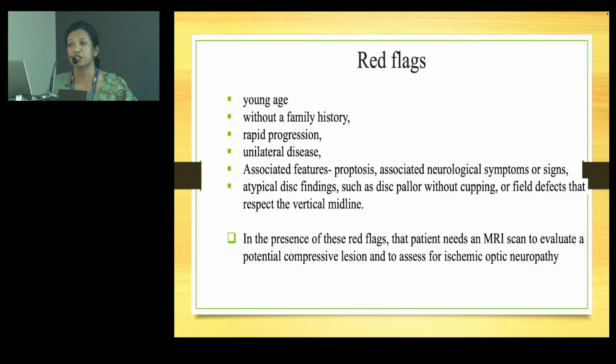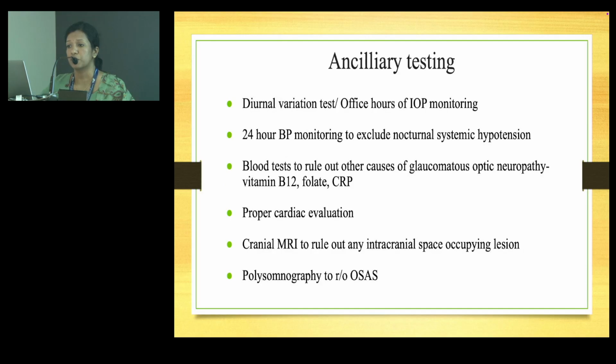Then the red flags include younger age or patients without a family history, rapid progression, unilateral disease, associated features like proptosis, other neurological symptoms, and atypical findings like disc pallor. In these patients, you have to go for an MRI to evaluate for a potential compressive lesion and to assess for ischemic optic neuropathy. Other testing measures are diurnal variation, 24-hour monitoring, BP monitoring, and blood tests to rule out secondary causes like vitamin B12. Proper cardiac evaluation should be done.